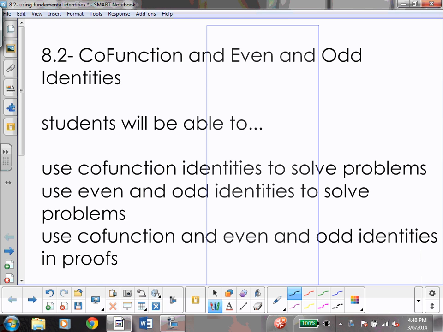Alright class, today we're in our second section of our 8th unit. We are studying cofunction and even and odd identities. We're going to be able to use cofunction identities to solve problems, use even and odd identities to solve problems, and use cofunction and even and odd identities in proofs.